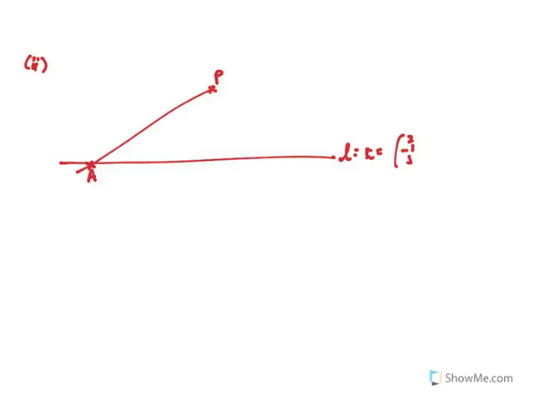Part 2. Find the projection vector of AP onto AL. This is P. This is A. This is L. Your L is none other than r equals 2, negative 1, 5. If at any point of time you are lost, you tell me. Anyone don't know how to do 6 part 2? Let's be honest.